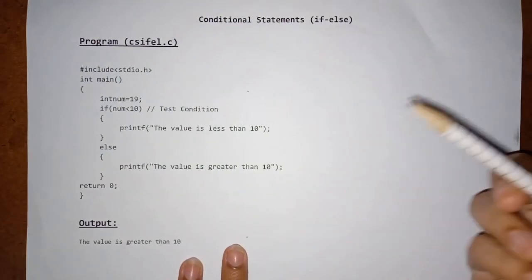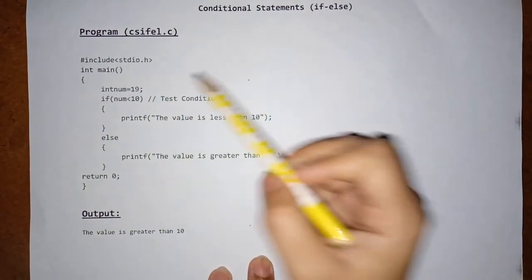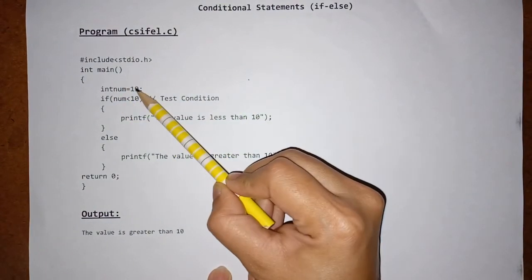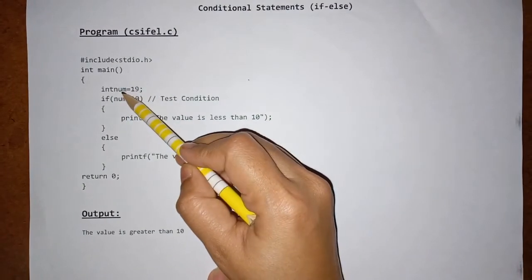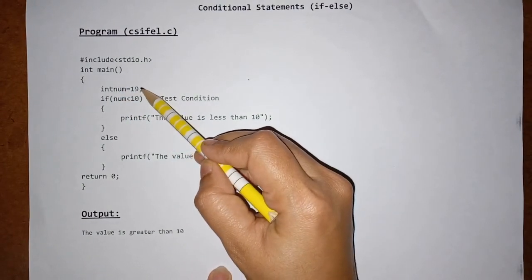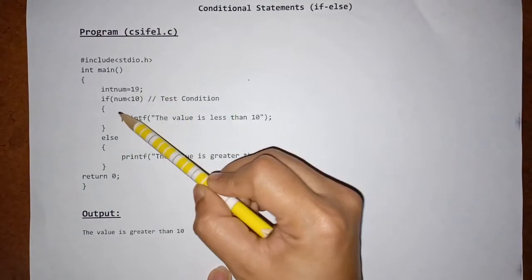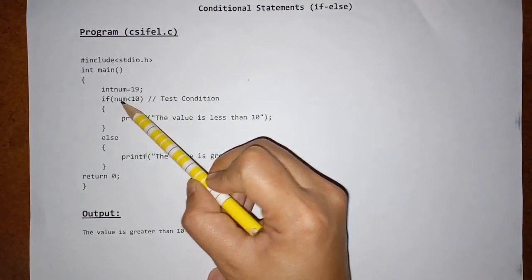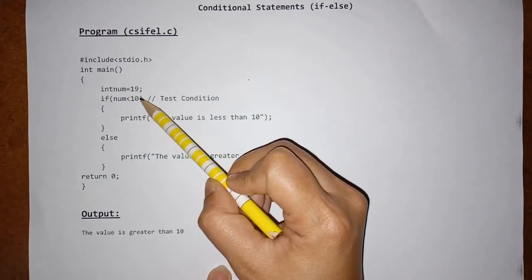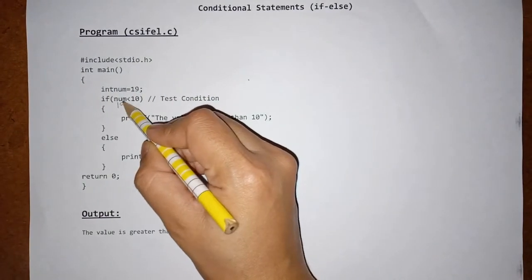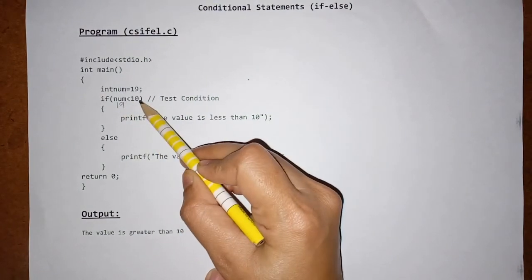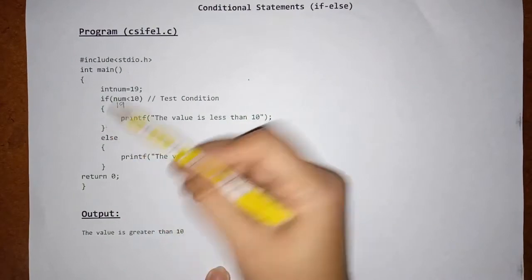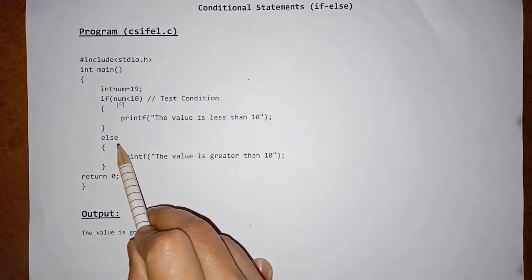Let us see one example for this if else statement. Starting with the header file, then inside the main function we have a declaration where we are declaring the variable num and assigning the value 19 to it. After that we check the condition: whether this num value is less than the constant 10. We know that num is 19. If it is true, it prints "the value is less than 10", that is the true block. If it is false, it directly moves to the else block.